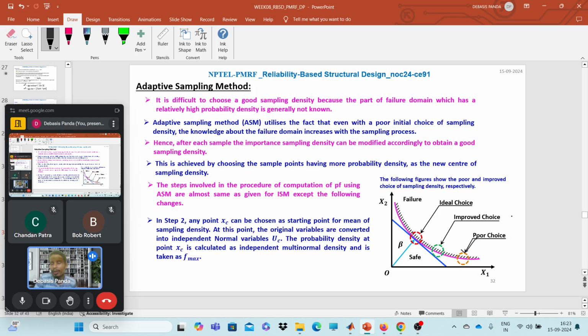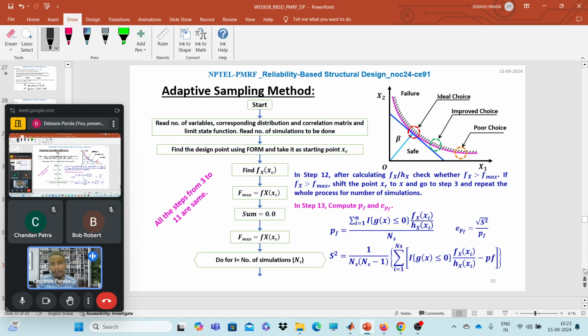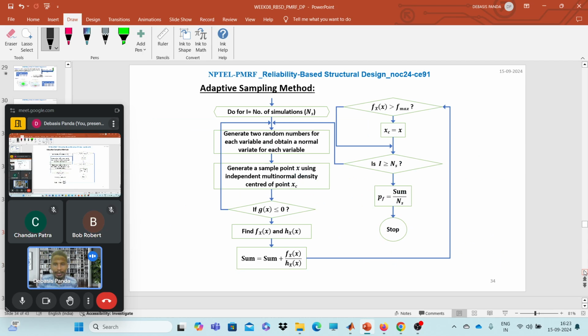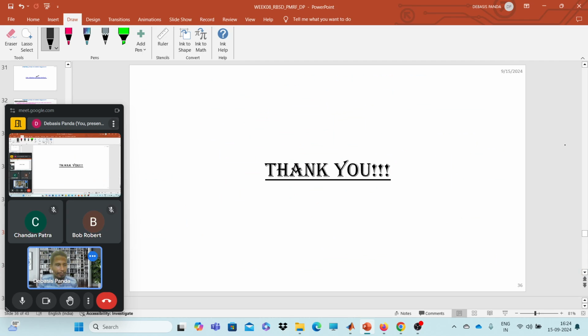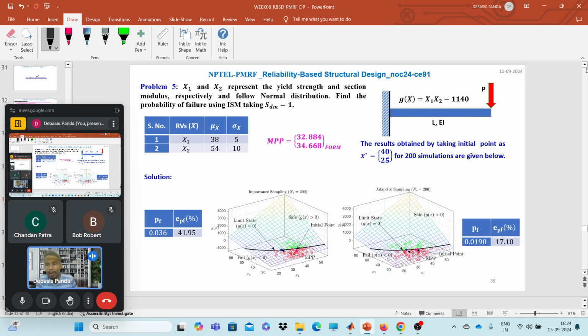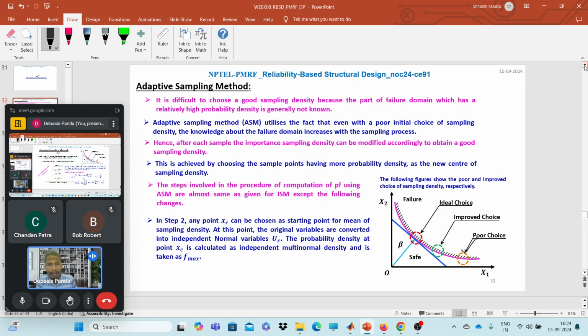So I will not go deep into that adaptive sampling method, that is a research topic. If you want to go deeper, you can try this algorithm, or you can contact me. I will share some additional material with you, but for now I will not go into it deeply. So let's solve some examples. Okay, so we can see what that simulation based technique does.